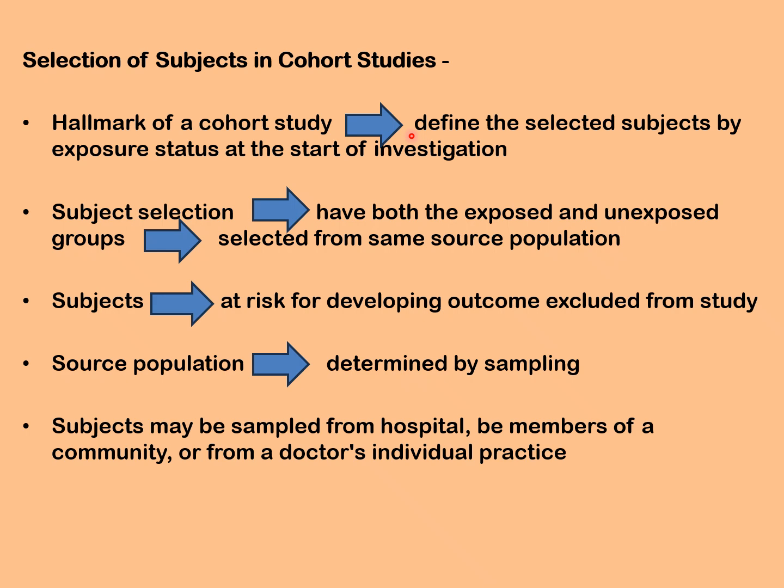So, talking about the selection of subjects in cohort studies, the subjects are chosen based on their exposure status at the start of the study. Both exposed and non-exposed groups come from the same source population. People already at risk for the outcome are excluded from the study. The source population is chosen by sampling. Subjects may come from hospitals, communities, or private clinics.